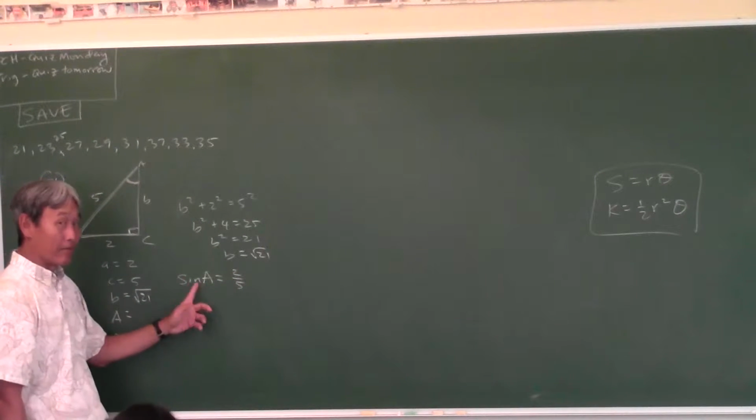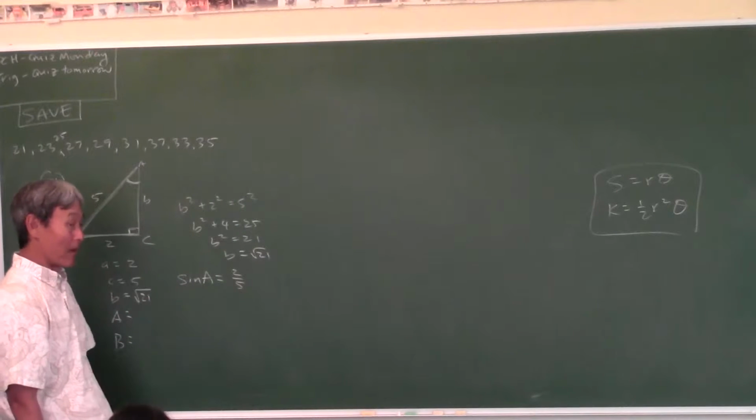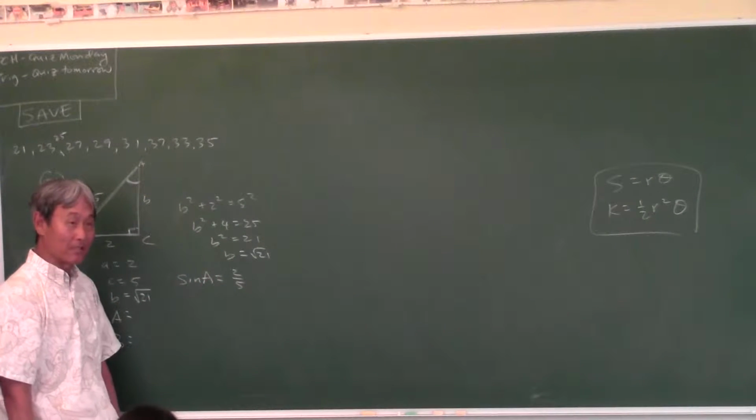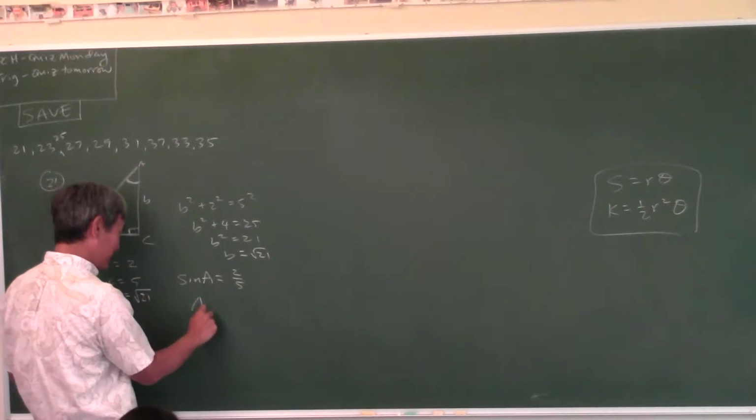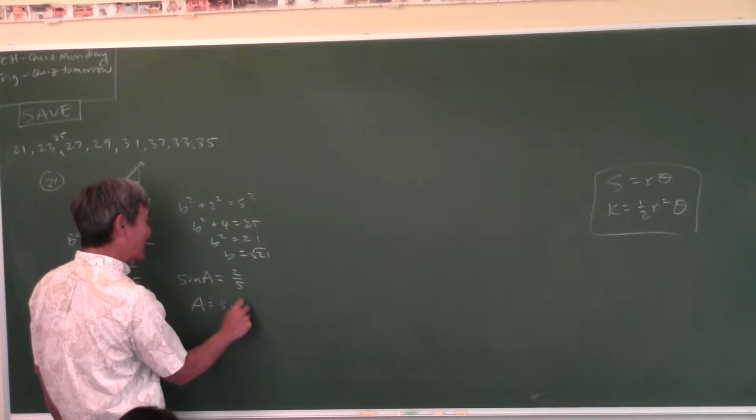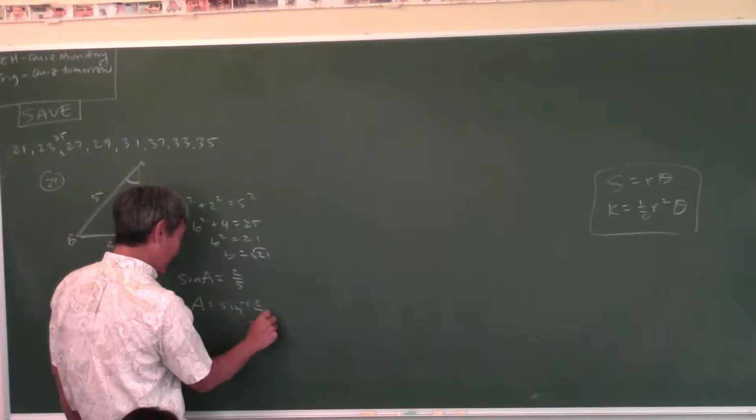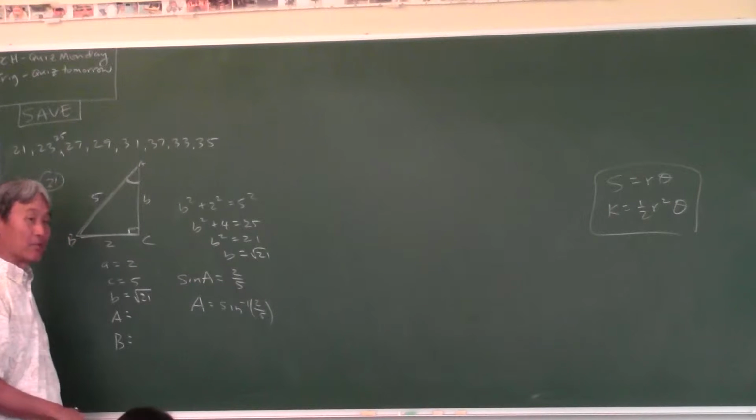Now, how do you figure out angle A? We did this last chapter. How do you find the angle that corresponds to this? What do you punch in on your calculator? Sine inverse 2/5. So that's what you punch in on your calculator.